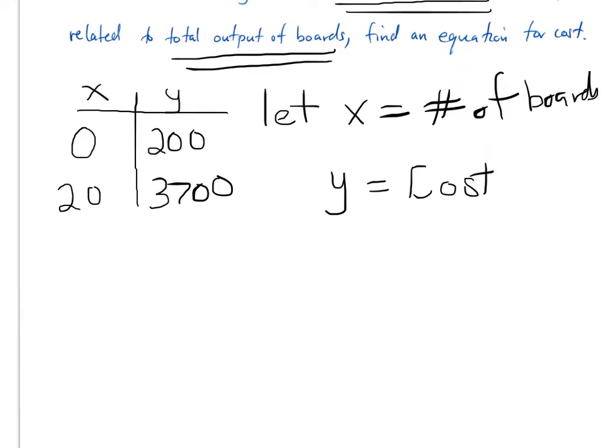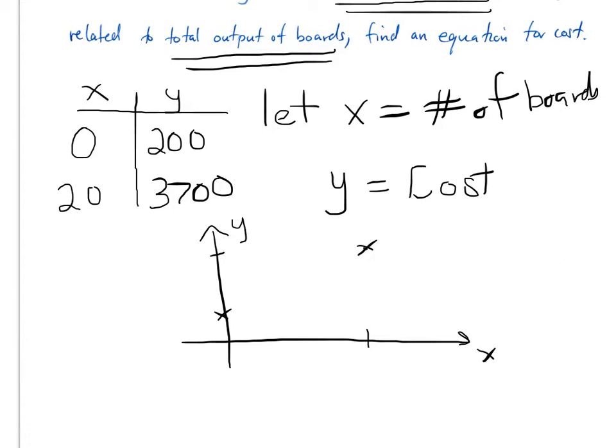So we have two pieces of information. What that really means is that we have 2 points on the graph of the cost function. We have a point at x equals 0 and y equals 200, that point right there, and a point at x equals 20 and y equals 3,700, so that point right there. And what we would like to do is find the equation for the cost. So we want to be able to find the equation that will connect any number of boards being produced to the value of the cost per day.